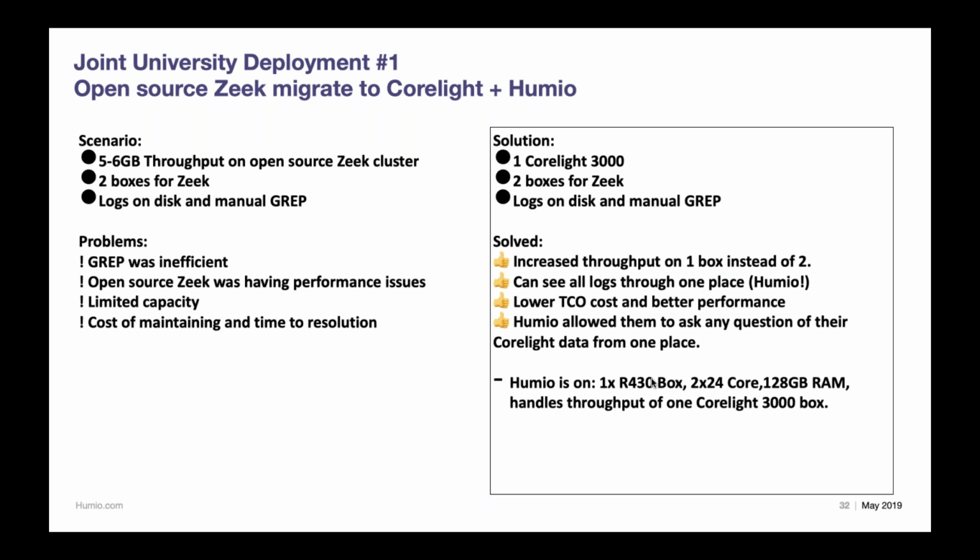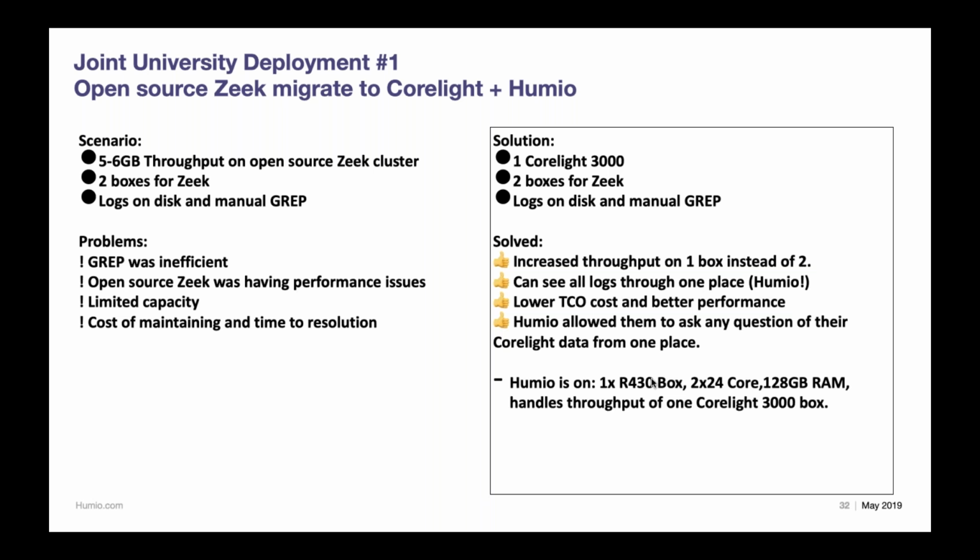So the solution was they went ahead and got a Corelight 3000. They actually replaced the 2 boxes of Zeek. That's a typo on my part, with the Corelight 3000, and then the logs on disk and manual grep. That's also a typo. That should say Humio.